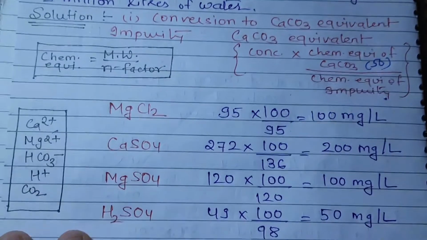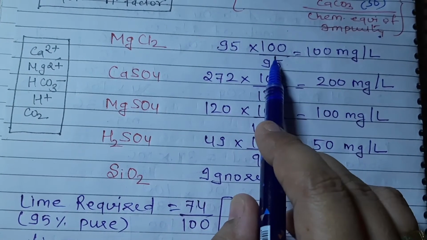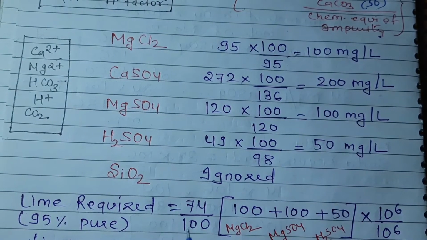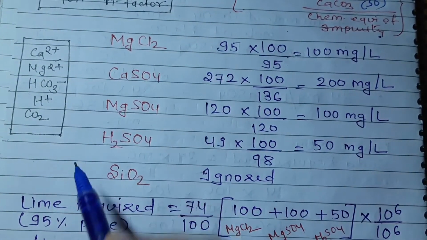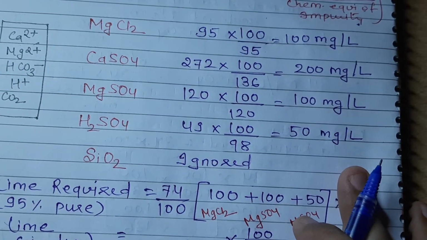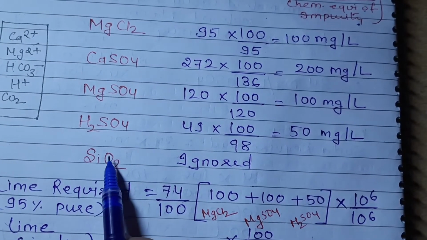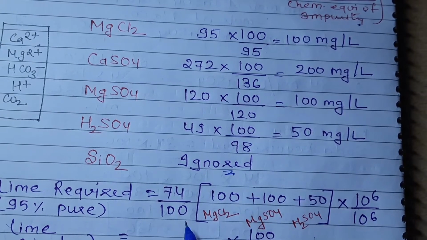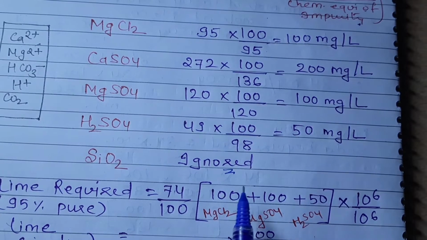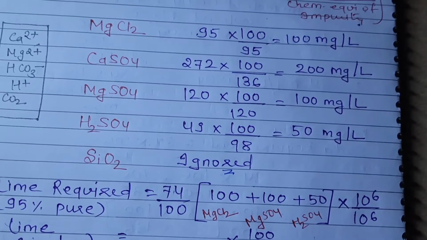So here we have these impurities: magnesium chloride, we multiplied the concentration with multiplication factor and we are converting them all into the calcium carbonate equivalent. So these are actually the steps we are employing to convert the impurities into calcium carbonate equivalents. Now the last impurity, that is silicon, it is ignored. Why is it ignored? Because it does not react with lime and soda both. It has no impact on the hardness of water.